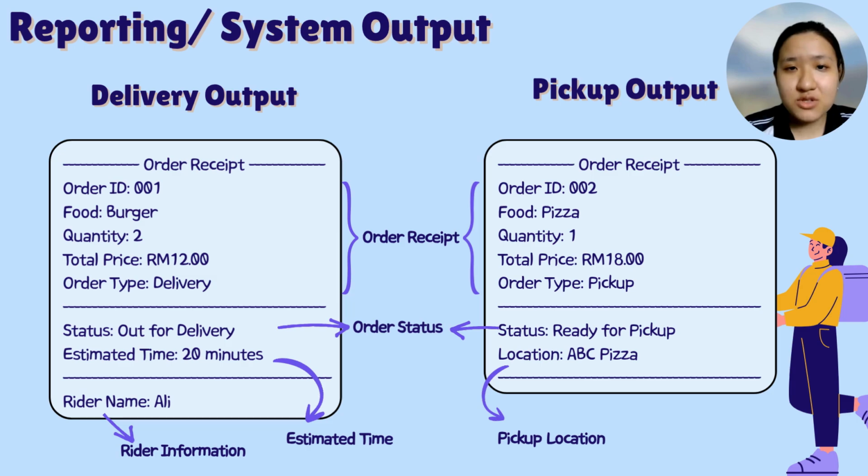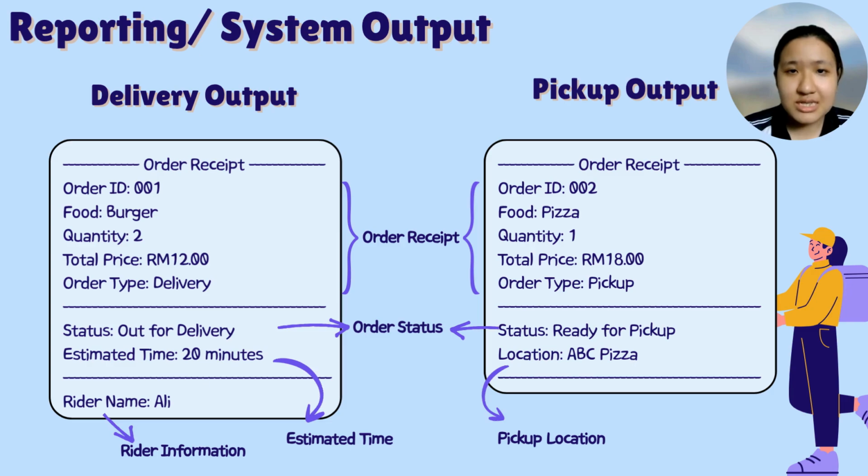System output refers to the information displayed to users after they perform actions. For delivery orders, the system generates an order receipt that includes order ID, food quantity, total price, and order type. The system also shows the order status, such as out for delivery, and provides the estimated delivery time. In addition, the system displays the rider's name as part of the delivery information.